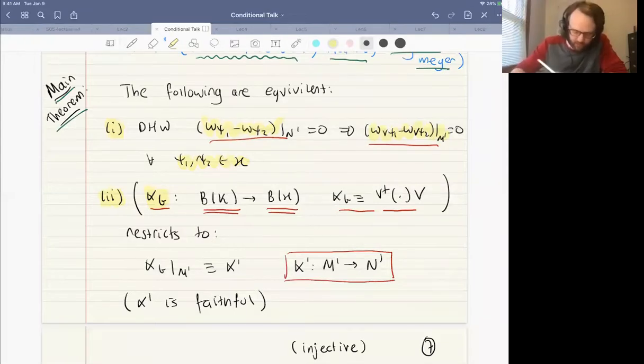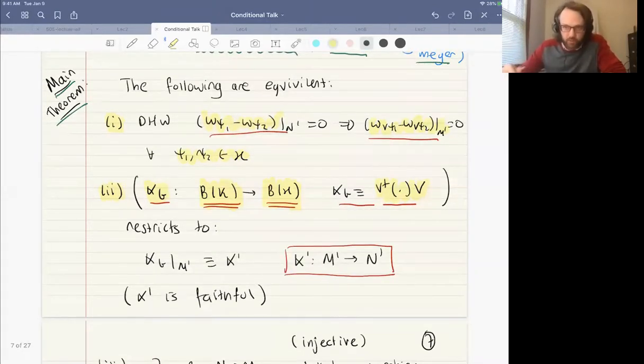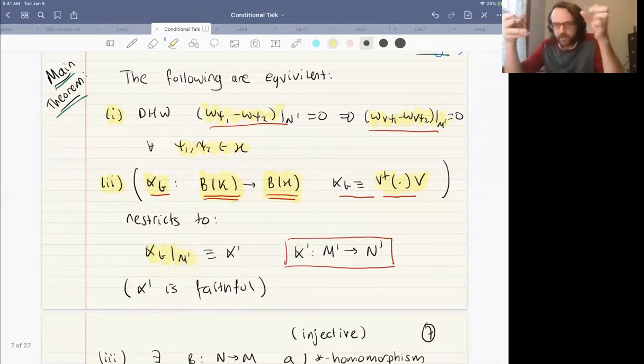and I think about the following global quantum channel. It's going to take operators on the boundary Hilbert space to operators on the bulk Hilbert space, and it's just defined by this isometric embedding. So it's just V dagger conjugating by V. Conjugating by V takes an operator on the boundary Hilbert space and puts it in the bulk. If I restrict that global map to M prime, then in principle I could get any operator in the bulk. But this DHW condition tells me that I have to get something in N prime. So if I conjugate by V dagger V on M prime, then I get something in N prime.